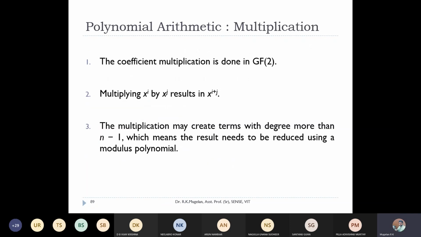Right. Next comes multiplication. Whenever coefficient multiplication is done in a Galois field, if you multiply any two terms, x power i and x power j, you end up with x power i plus j. This may sometimes create a problem, sometimes not. Whereas if you go for addition, it won't create a problem. But for multiplication, there are possibilities of creating a term with a degree more than your n minus 1 value. So at that moment, we use an irreducible polynomial to cut short the result. We'll see how it goes.